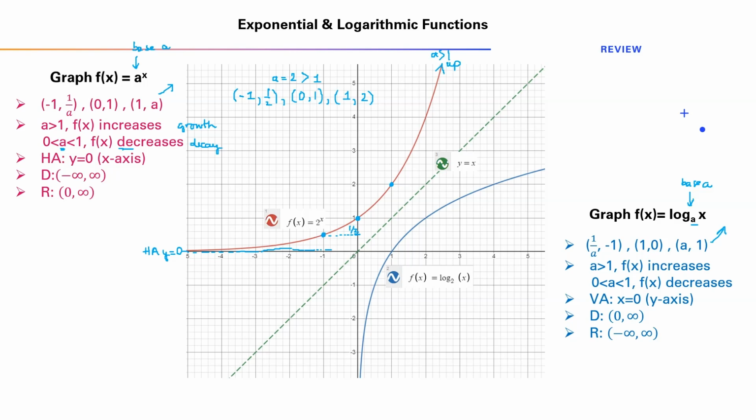The domain runs from left to right without boundary, so it's from -infinity to infinity. For the range, because the horizontal asymptote is at y equals 0, it starts from 0 and then it grows, so it goes up to infinity.